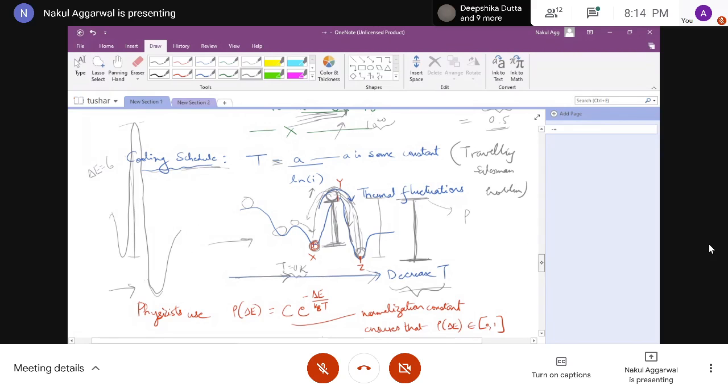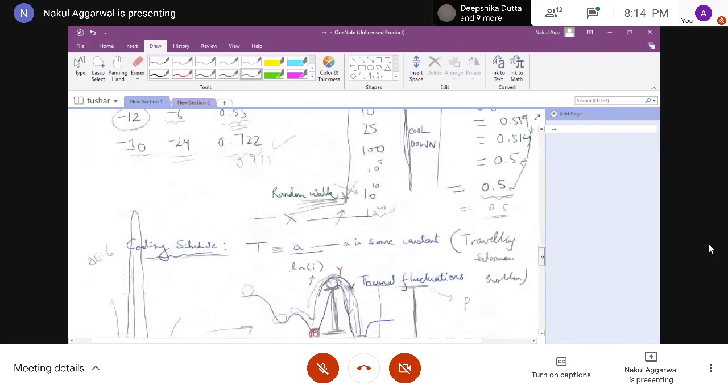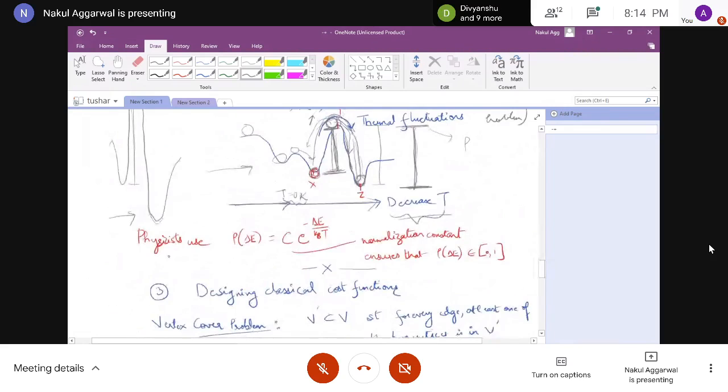And this is the sigmoid function that computer scientists use. We have just seen in the Metropolis algorithm, even this will work the same. Physicists use this kind of probability distribution. C is a normalization constant, the same theory that we have discussed.